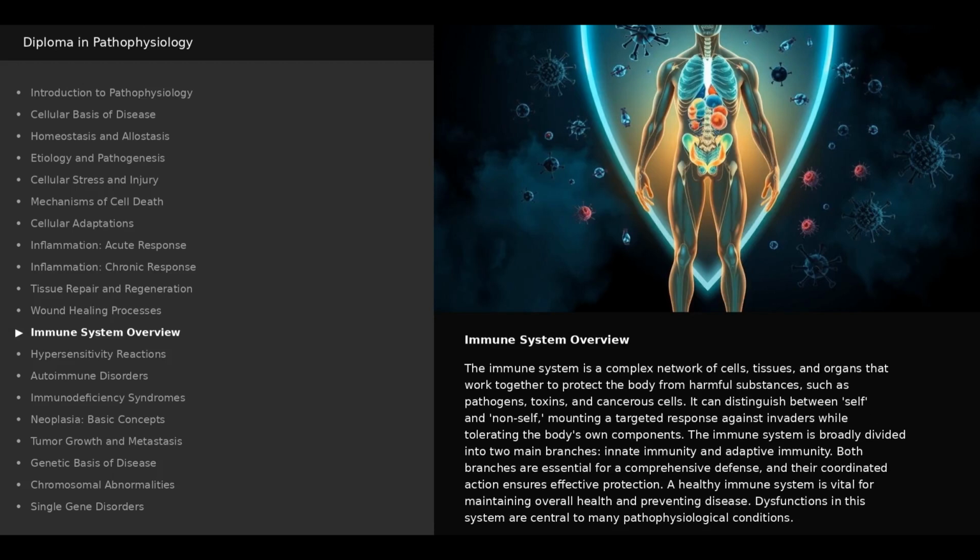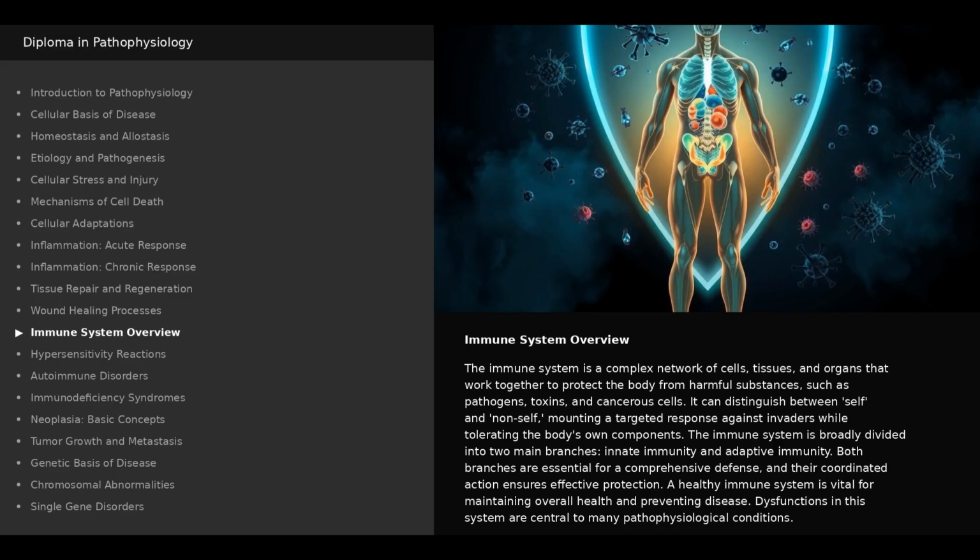Immune system overview. The immune system is a complex network of cells, tissues, and organs that work together to protect the body from harmful substances, such as pathogens, toxins, and cancerous cells. It can distinguish between self and non-self, mounting a targeted response against invaders while tolerating the body's own components.